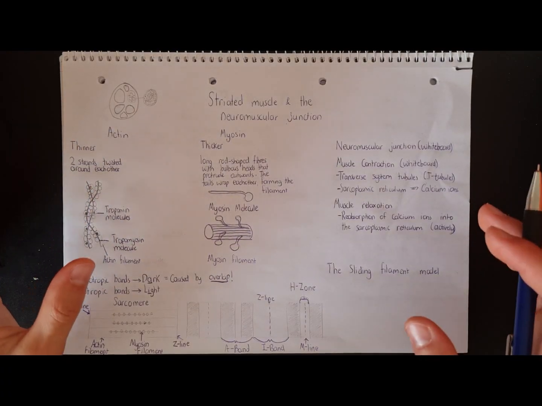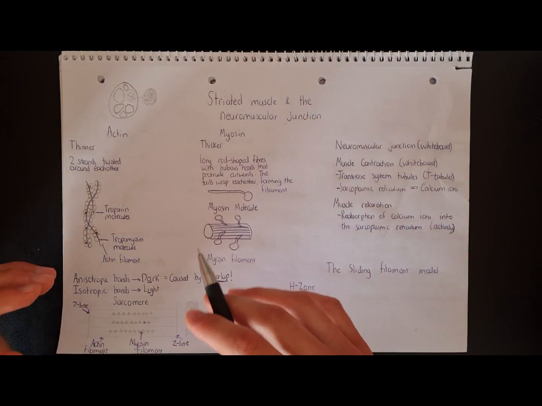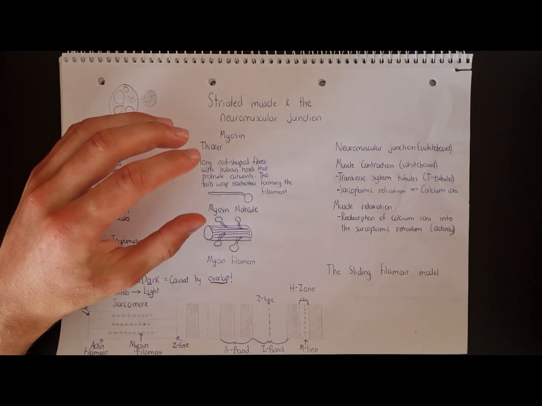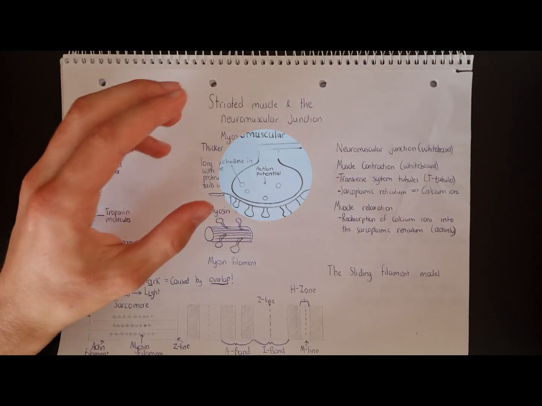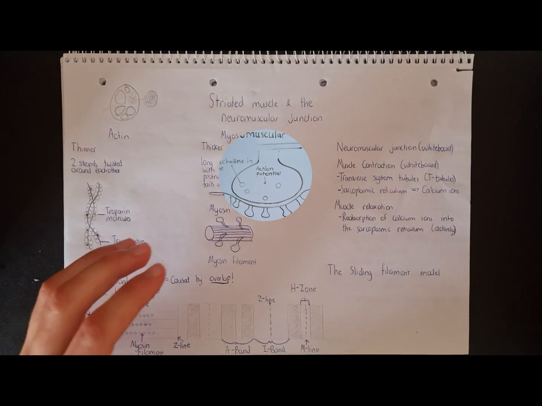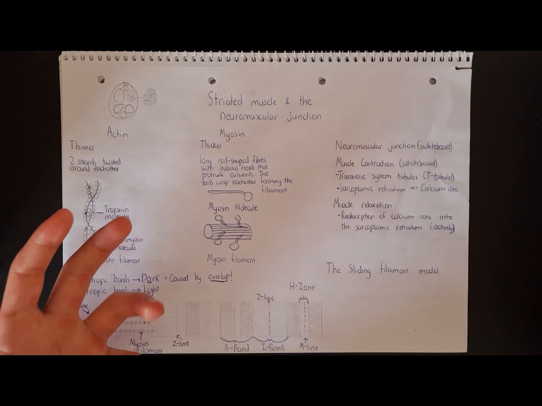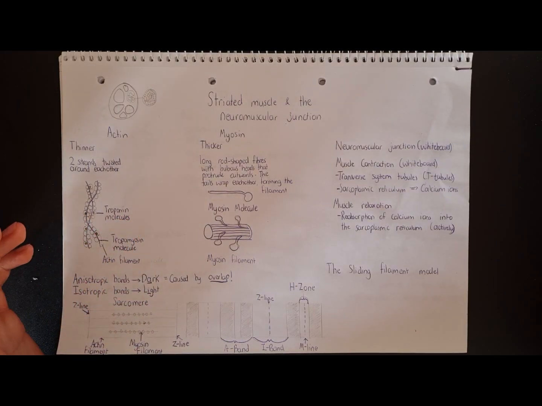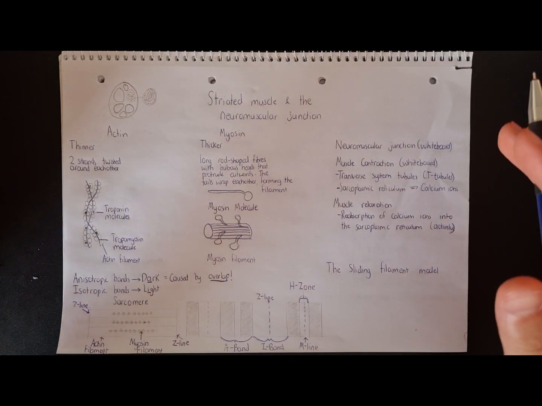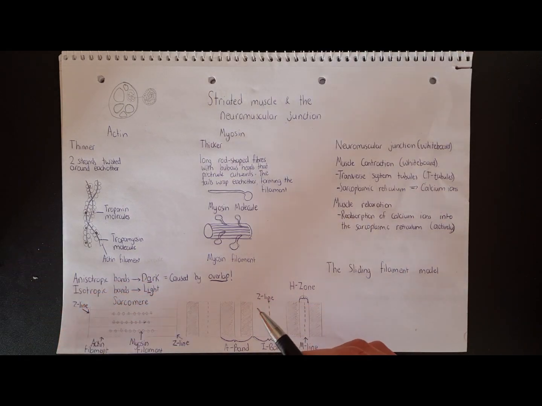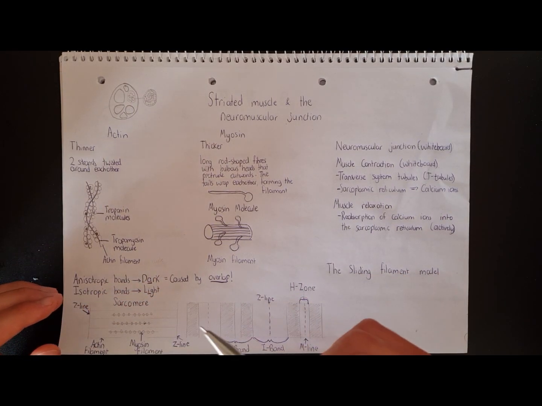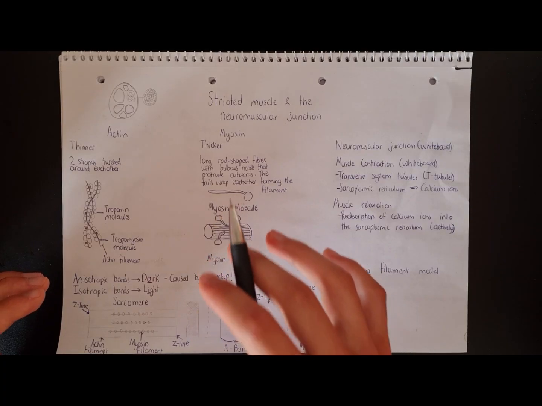So an action potential will come down the presynaptic neuron, which will depolarize the presynaptic membrane. This is going to cause the opening of voltage-gated calcium ion channels, causing calcium ions to enter into the synaptic knob, right into the presynaptic neuron.